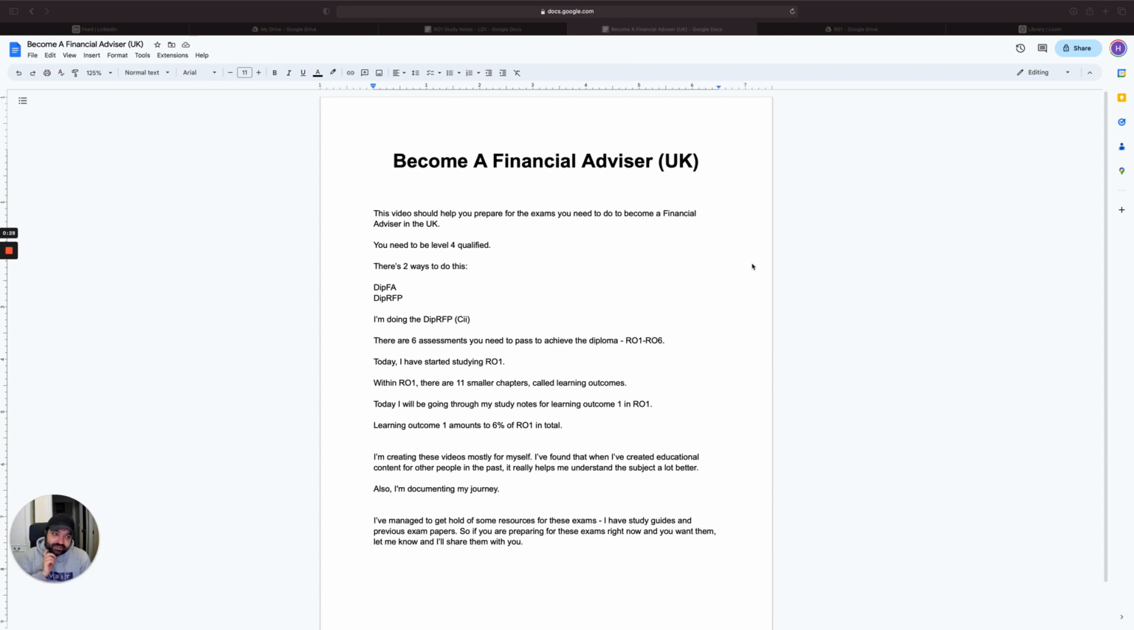Now, to become an advisor or a planner over here, you need to be level 4 qualified. There's two ways to do this: the diploma in financial advice or the diploma in regulated financial planning. There's loads of acronyms in the industry, first and foremost. The one that I'm doing is the DIP RFP, and the training material is created by the Chartered Insurance Institute. There are 6 assessments you need to pass to achieve the diploma, RO1 through to RO6.